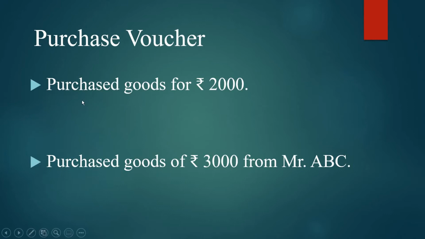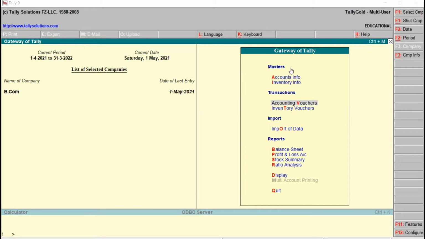Coming to the first transaction, purchased goods for rupees 2000. In this particular case, it is in the form of cash. For that sake, credit will be cash and debit will be the purchase account. Now let's go back to Tally. Now we are back to Tally.